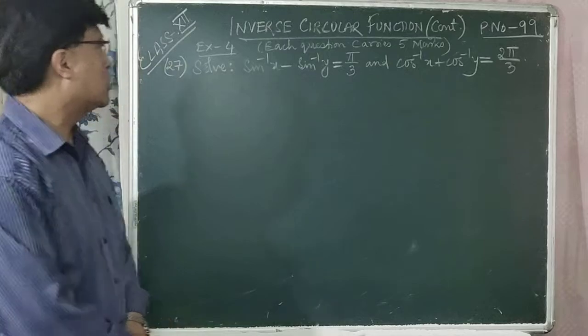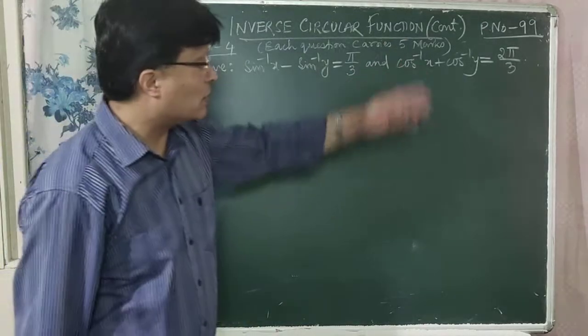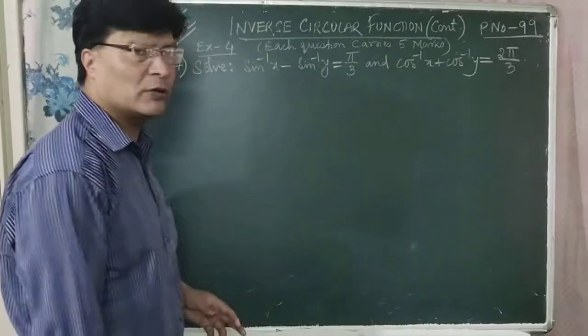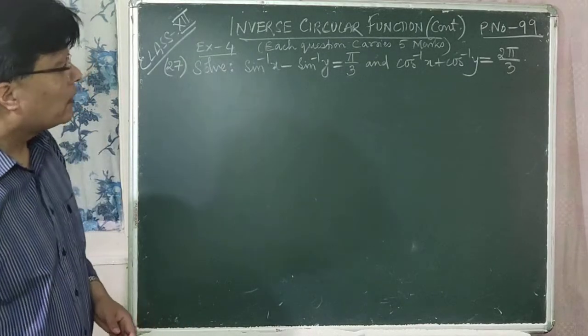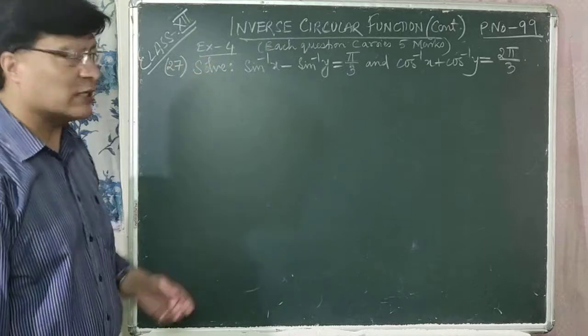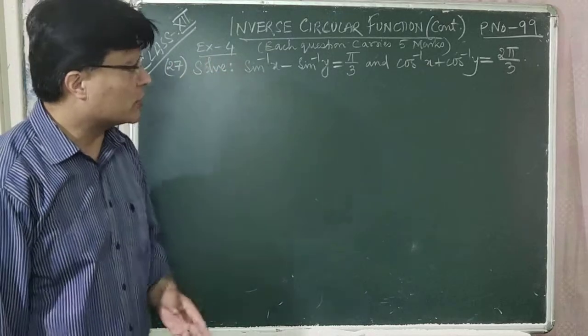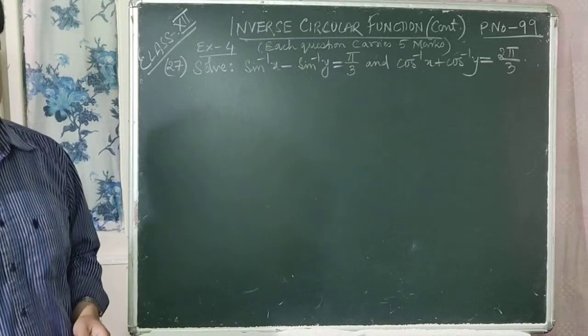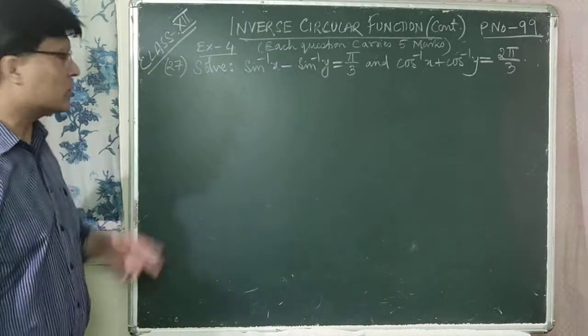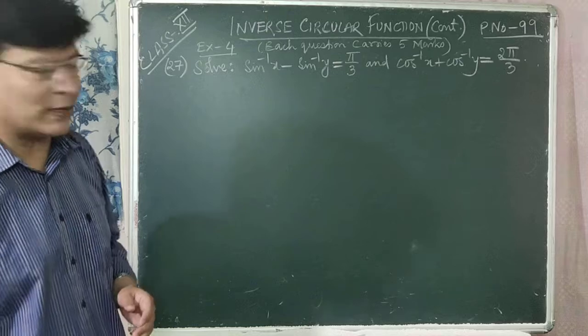Now this is from page number 99 of the XII book, Higher Mathematics for class 12. Page number 99, exercise 4, same exercise is there. Each question carries 5 marks in this case, but this type of question will come in the 4 marks section, right? So question number 27, you have to solve.